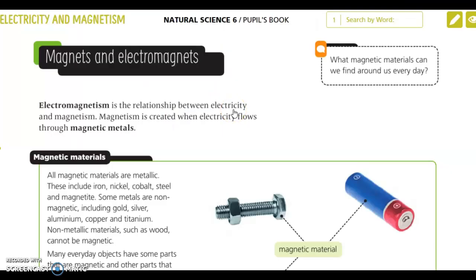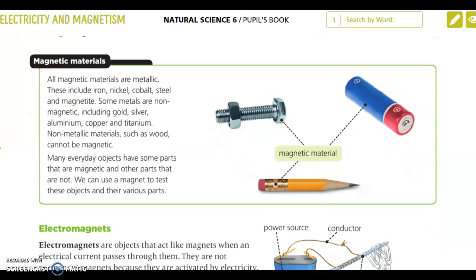Now we continue with magnets and electromagnets. Good. Electromagnetism is the relationship between electricity and magnetism. Very important. Magnetism is created when electricity moves through magnetic metals. Okay, let's see how it works.